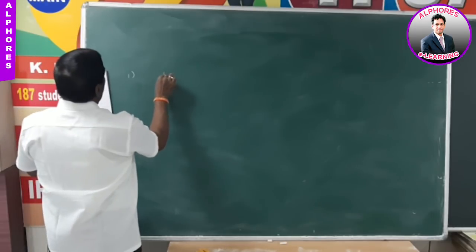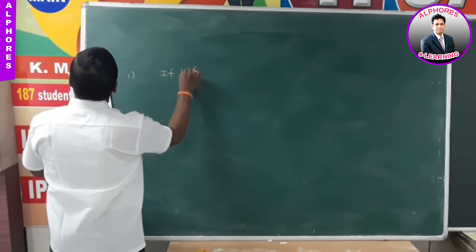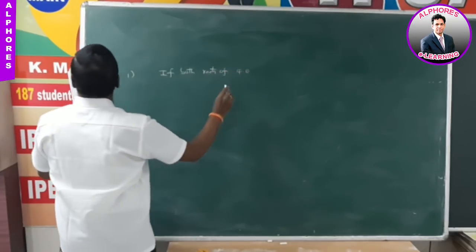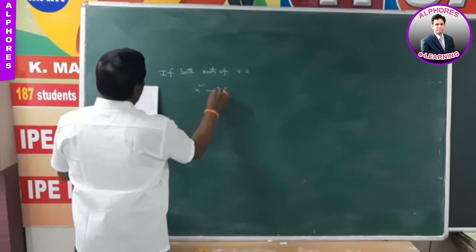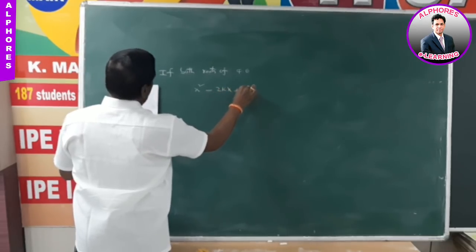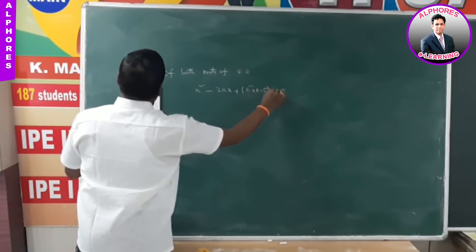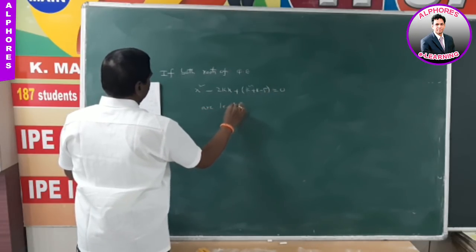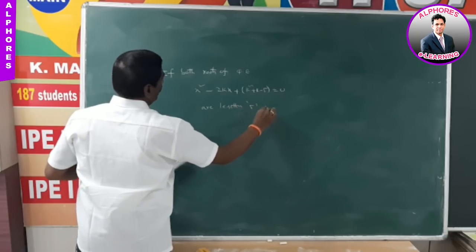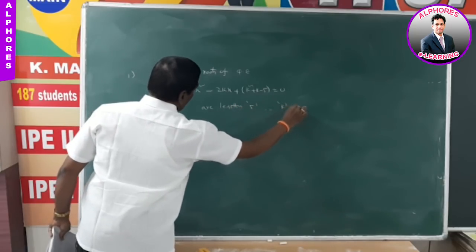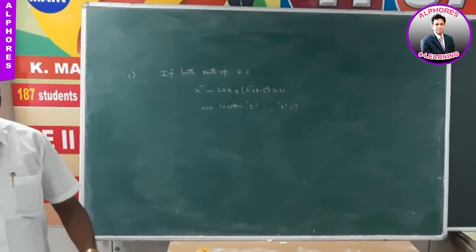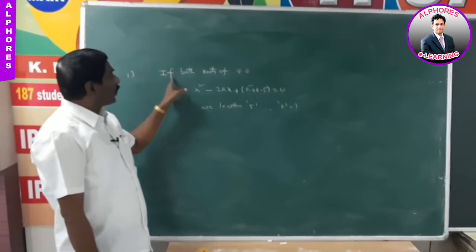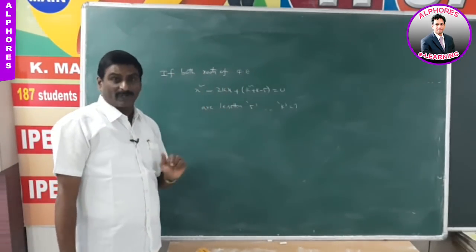We are coming to problems. First one, if both the roots of the quadratic equation x square minus 2k into x plus k square plus k minus 5 is equal to 0 are less than 5, then find the range of k. What is the range of k? In this case, both of the roots of the quadratic equation are less than 5.